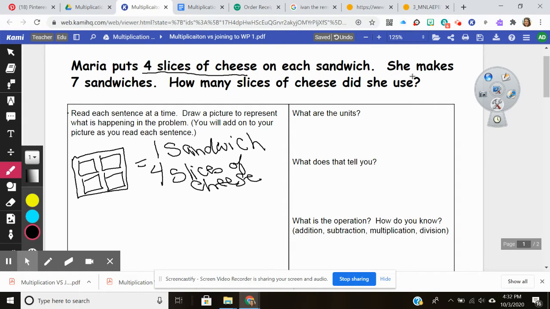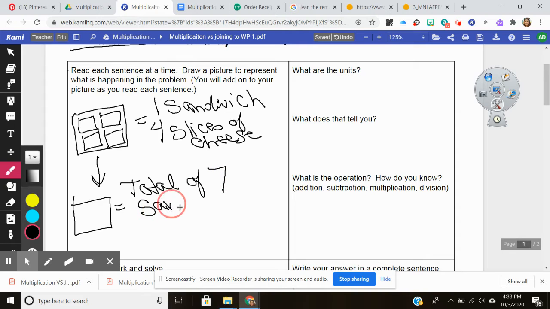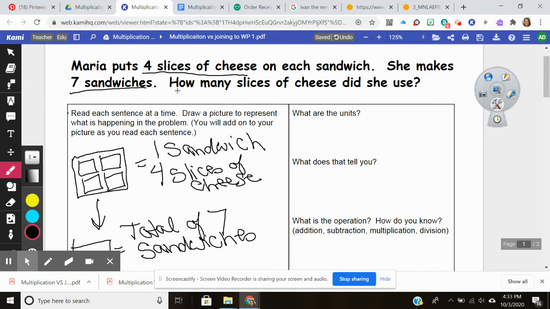Now it says that she makes 7 sandwiches. So here I've just got one sandwich, but she's making 7 sandwiches. So in reality, she's making 7 of these. So she makes a total of 7 sandwiches. All right. So notice that my picture and me labeling my picture is representing what's happening in this word problem.